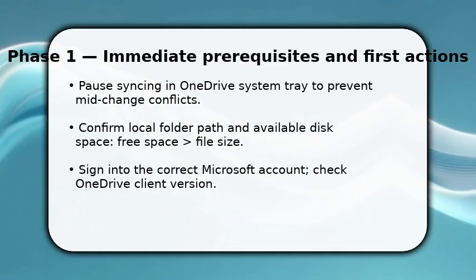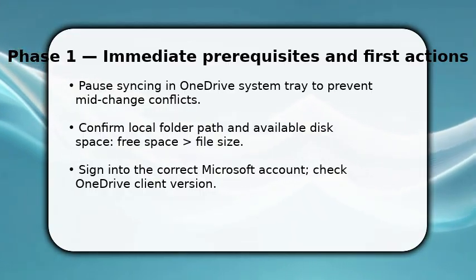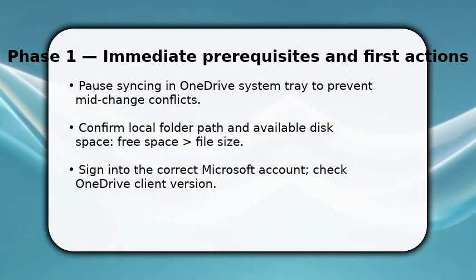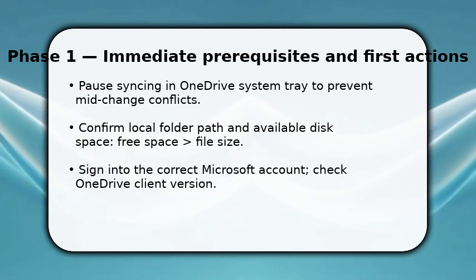Open OneDrive settings, verify the signed-in Microsoft account and client version so you manage the right storage. Once done, use Settings account, choose folders to immediately restrict cloud-only folders you intend to keep locally. This begins the transfer process.